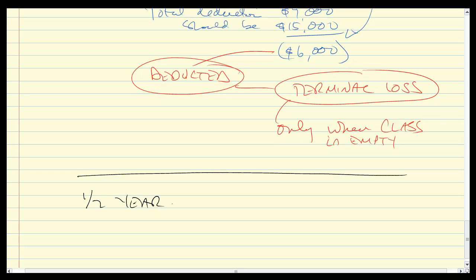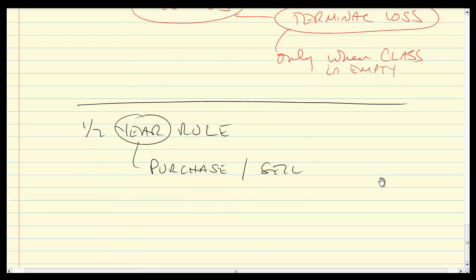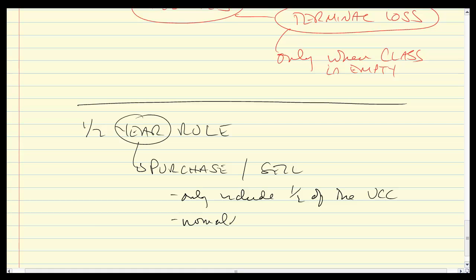The half-year rule is well named, because all it says is that in the year in which you purchase or sell the asset or dispose of the asset, you only include half of the UCC that you otherwise would when you build up your UCC pool. Now we normally think about it as using half the rate.